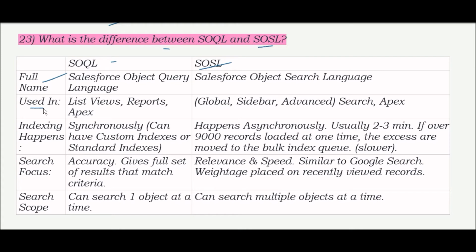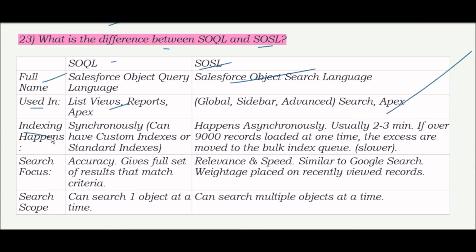Salesforce Object Query Language is used in list views, reports, and in Apex. On the other hand, Salesforce Object Search Language is used as a global search, sidebar search, advanced search, and in Apex also. Now, the next difference is on the basis of indexing.